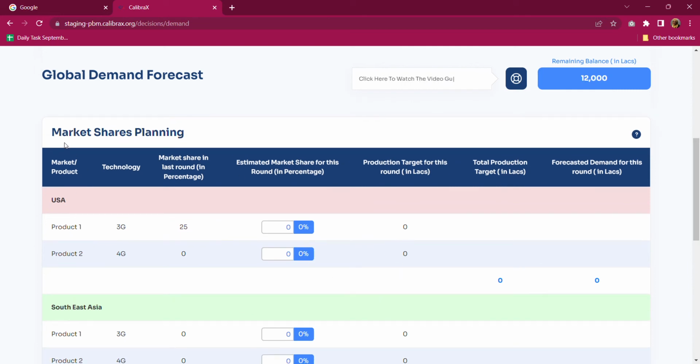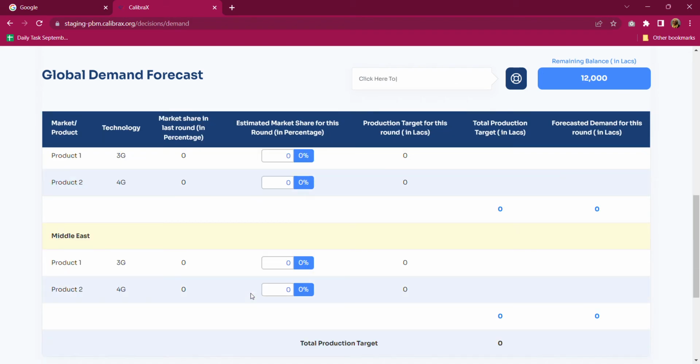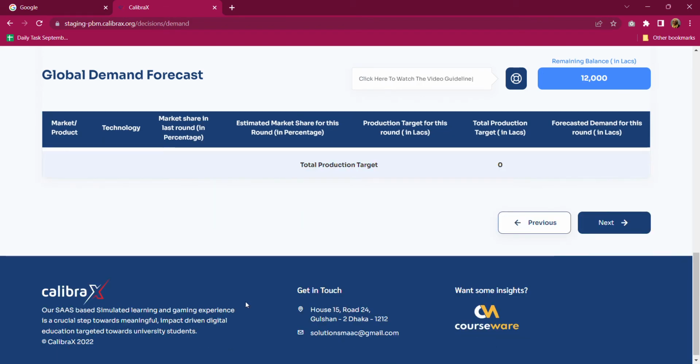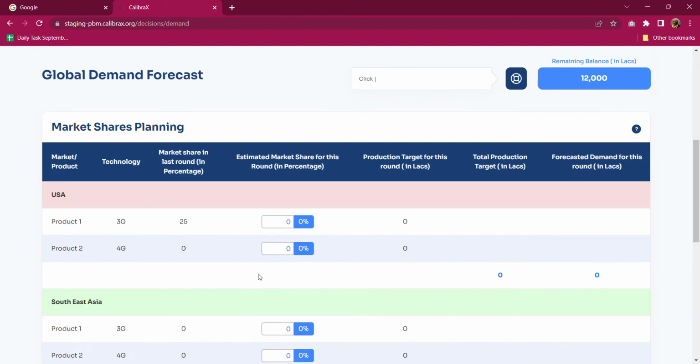Under this tab, market share planning, teams are expected to project what percentage of the share of different technologies they would like to capture in this round.